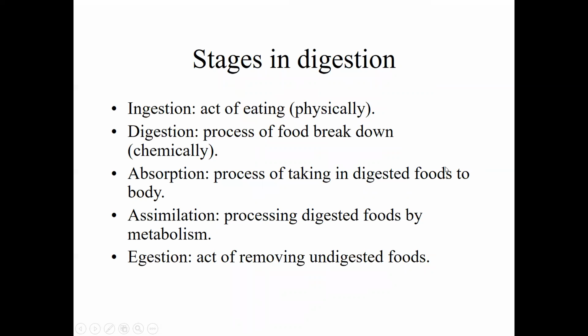Stages in digestion. There are 5 stages: ingestion, digestion, absorption, assimilation, and egestion. Ingestion is the act of eating. Digestion is the process of food breakdown chemically and also physically, combined. Absorption is the process of taking in digested food, which refers to the nutrients, into the body. Assimilation is to process the digested food by metabolism, and egestion is the act of removing undigested food.